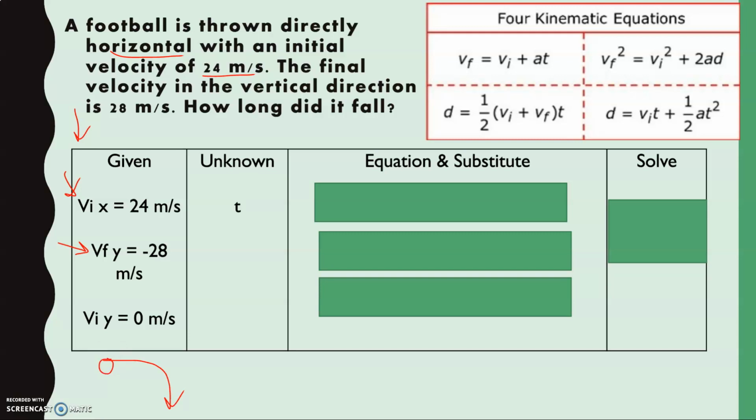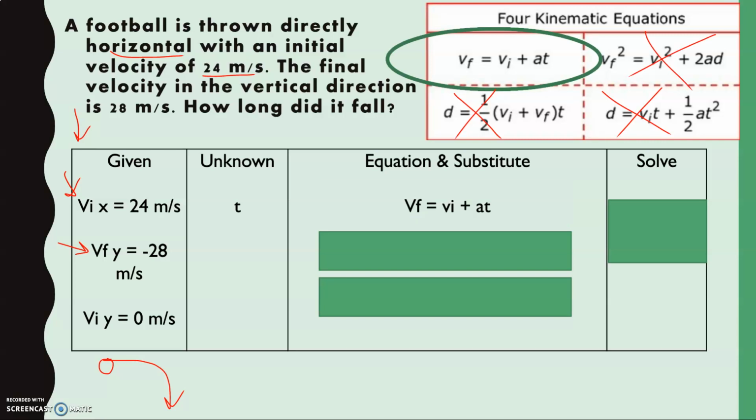All right, so we're looking for time. How long did it fall? So looking at all of our equations, we don't know a distance. So we cannot use anything with a distance. That leaves us with one equation that we can use. Vf is equal to Vi plus acceleration times time. And remember, our acceleration is gravity. Because we're looking for the time that it fell, we're considering the vertical direction, or the y component. So technically, none of it was given, but the acceleration is gravity, the negative 9.8 meters per second squared.